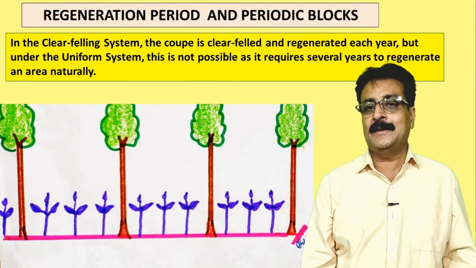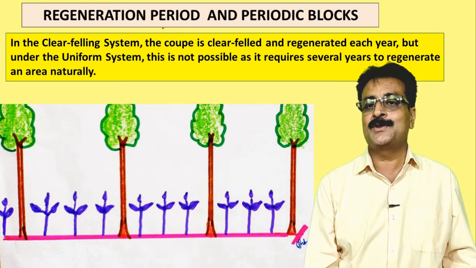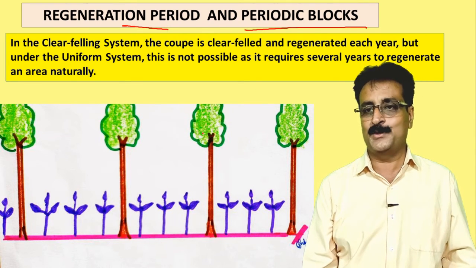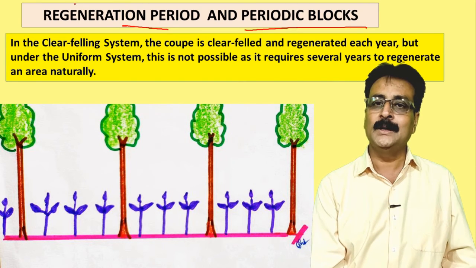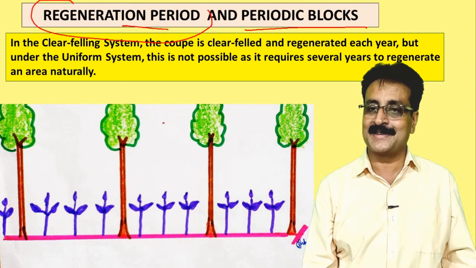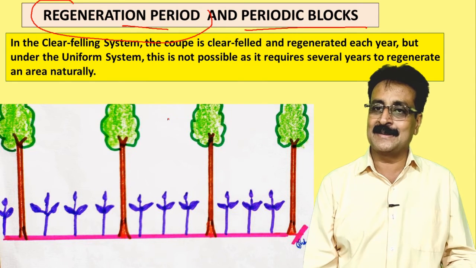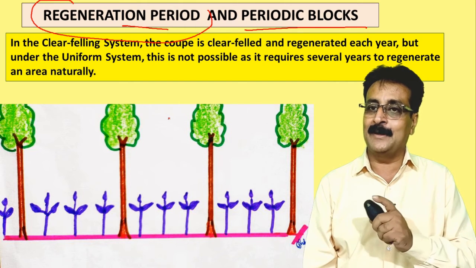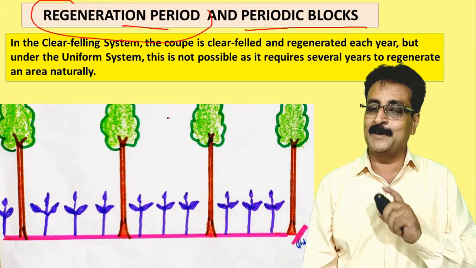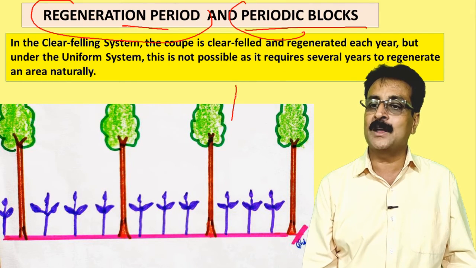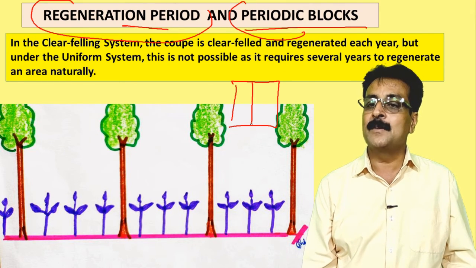Now after that we have to understand the regeneration period and periodic block in the Uniform Shelterwood system. What is the regeneration period? As the name itself indicates, it is the period for regeneration, from seeding felling to final felling, that is, the interval in which the block or compartment is regenerated. And what is a periodic block? Block means we are going to make some blocks under which we are going to regenerate.